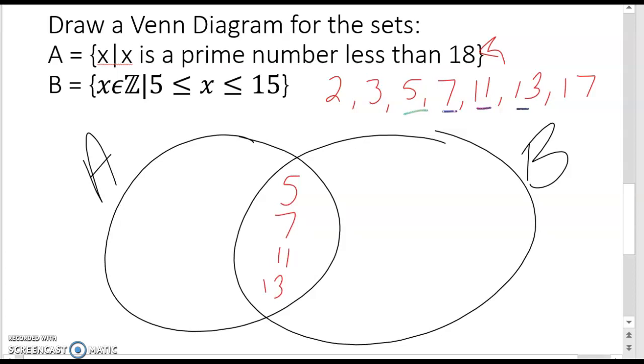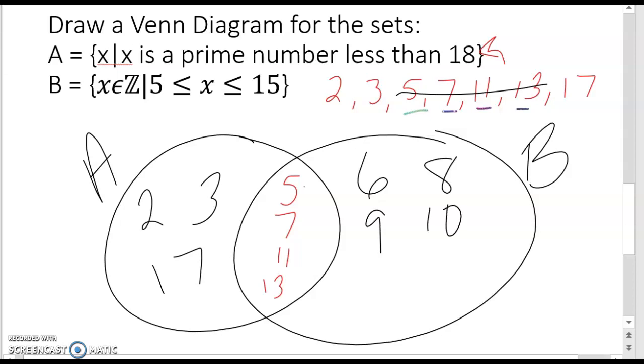Now, when I'm thinking about set A, okay, so 5, 7, 11, 13 are in that overlap spot. That means 2, 3, and 17 exist only in set A. Now, when we look at set B, remember that set B is all integers between and including 5 and 15. So I start with 5. 5's taken care of. So 6, 7 is taken care of. 8, 9, 10, 11 is taken care of. 12, already have 13, 14, and 15. And that then is my Venn diagram for those two sets with those four numbers as overlap.